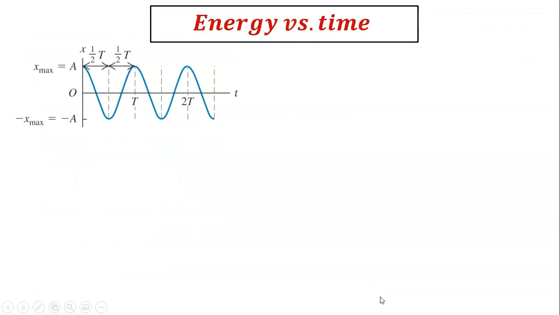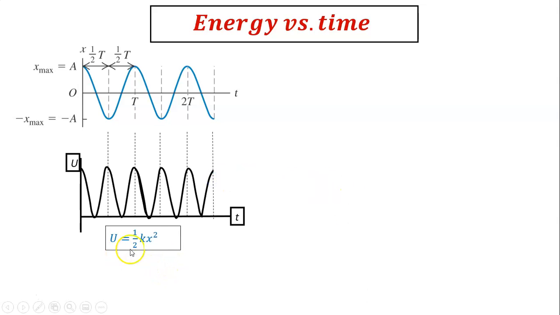Energy versus time. Here is a position versus time graph. Since U equals 1/2 k x squared, U is this. Take a look at this. U is always positive, never negative. U is maximum when x equals either positive A or negative A. U equals 0 when x equals 0.